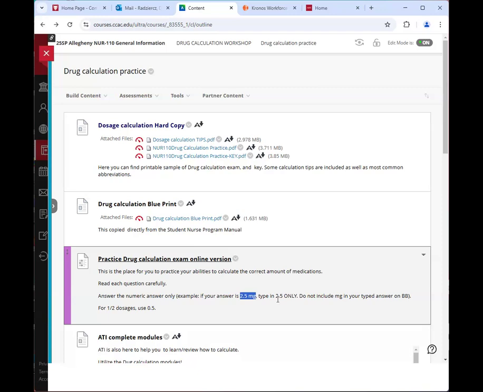And I'll show you what happens when it gets marked wrong. And then for half dosages here, the key is keyed so that it's 0.5.